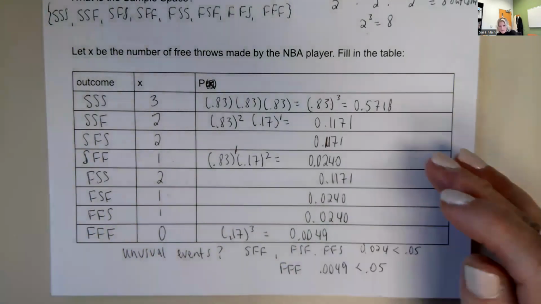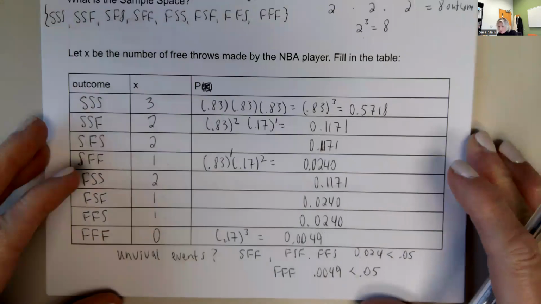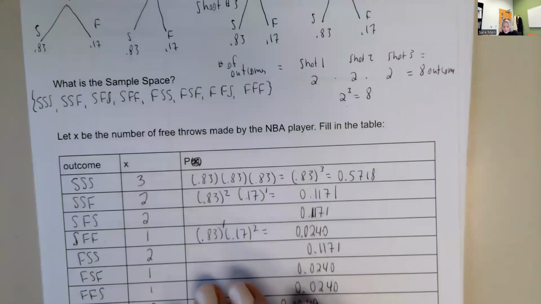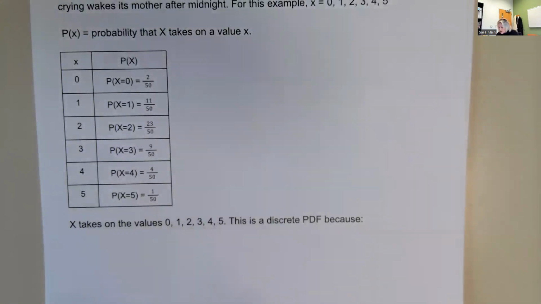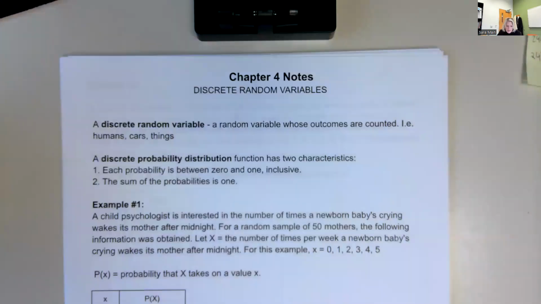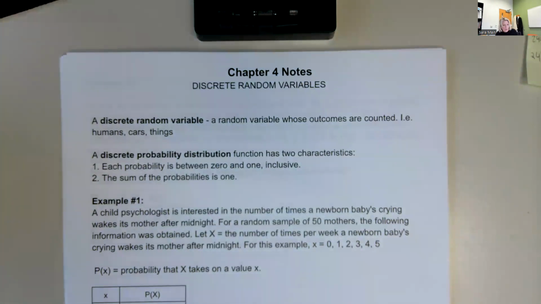Okay, so we're going to wrap this up into the beginnings of chapter 4. Chapter 4 is all about discrete random variables. So let's go back to our definition of discrete random variable. A discrete random variable is a random variable whose outcomes are counted. Examples are humans, cars, things, computers, coffee cups.